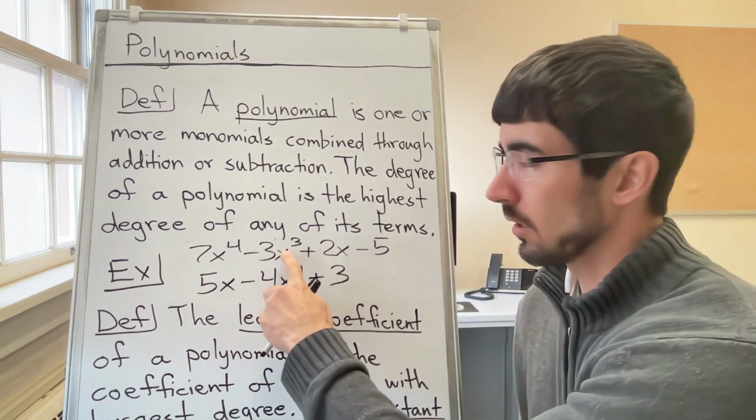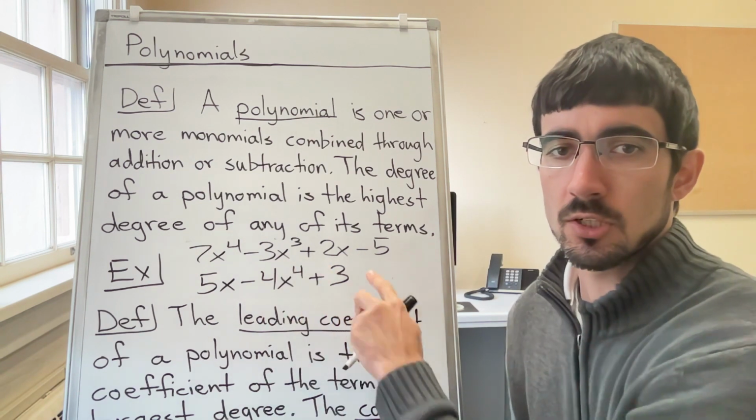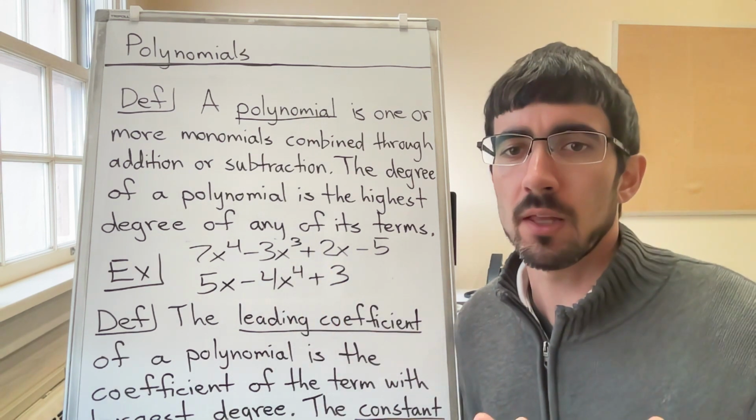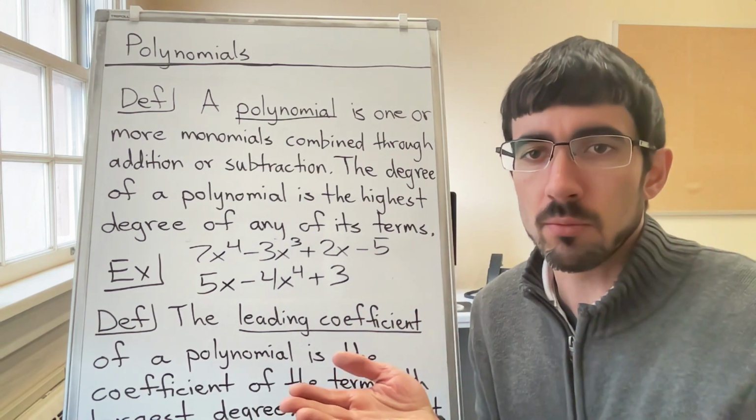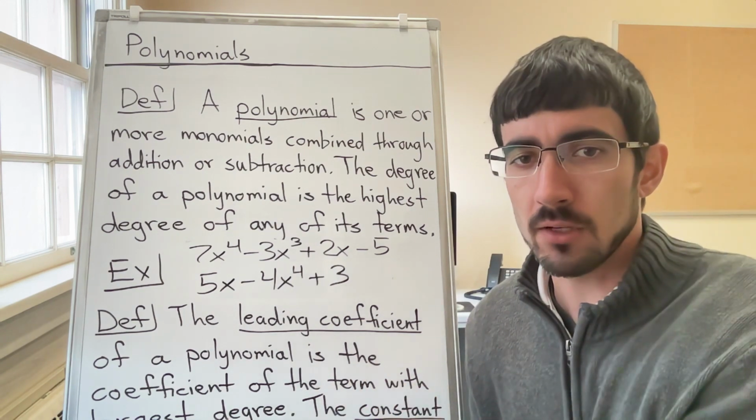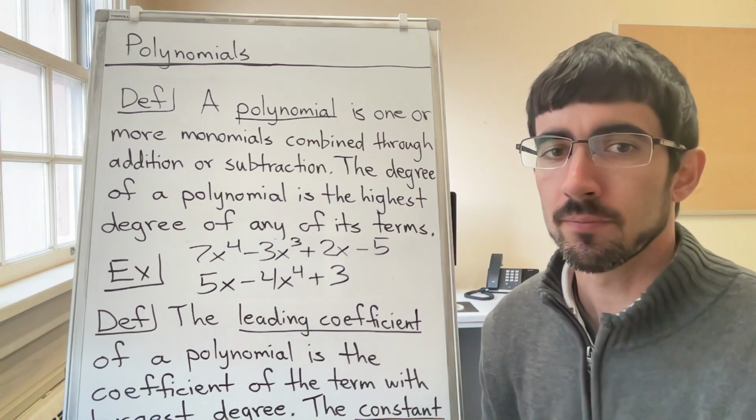They have these monomial terms, right? And each of the terms are combined through addition or subtraction. We often classify polynomials by the number of terms that they have. So if it's a single term, that's a monomial, right? If it's 2 terms, that's a binomial. If it's 3 terms, that's a trinomial, and so on.